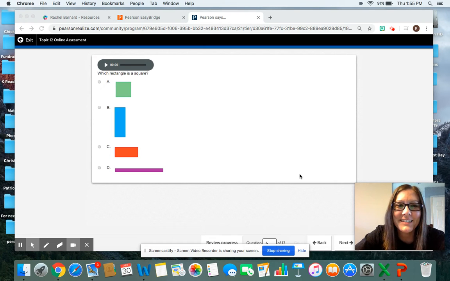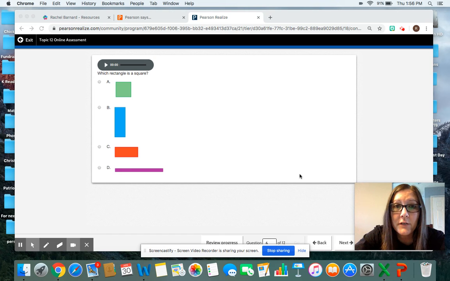Hey, mathematicians. I wanted to talk to you about something really quick before I issue you a math assignment to do, okay? Do you remember when we were talking about shapes, we learned that squares and rectangles are both in the same family? Do you remember that? I wanted to remind you that all squares are rectangles.